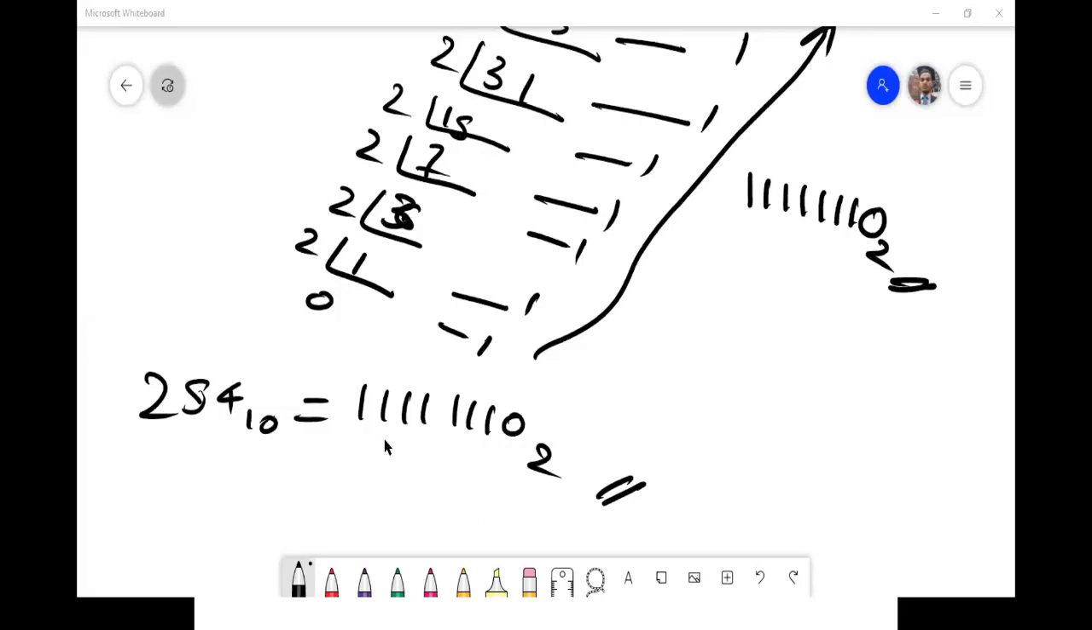When you answer, make sure to count these values, right? 4, 7. Sometimes you mistakenly add an additional 1, or sometimes you may leave out an additional 1. So make sure to count and put it correctly.